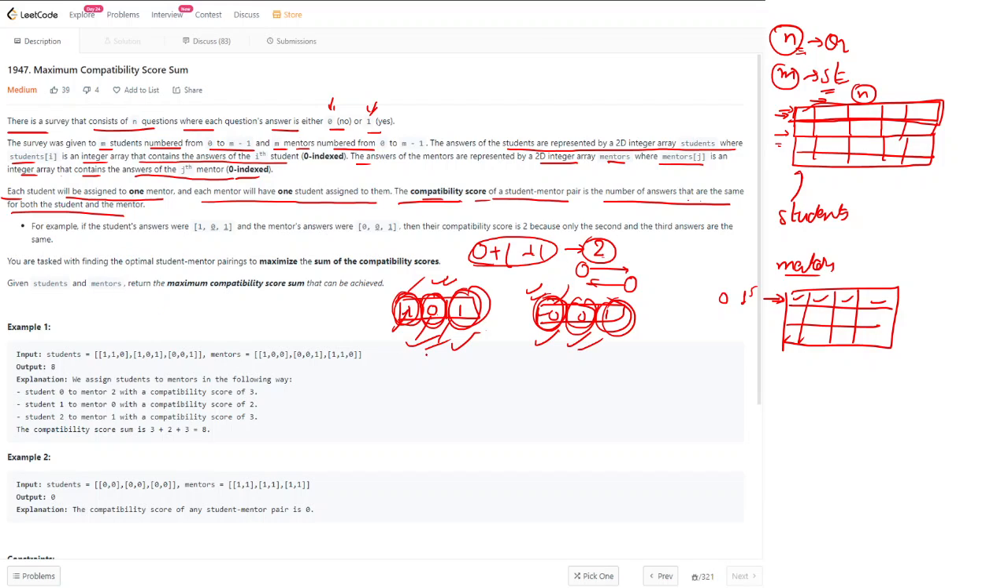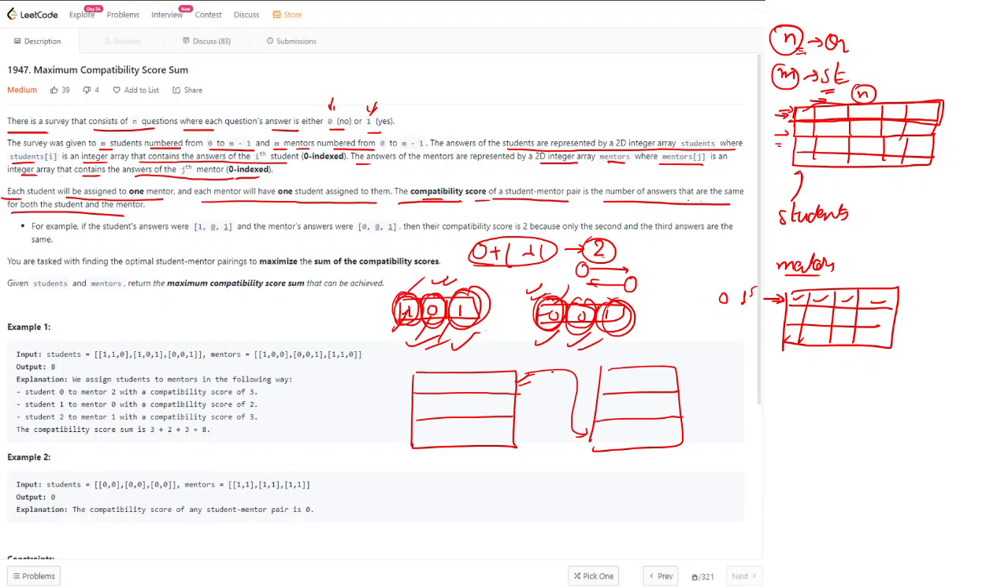So what we have to do is, since we are given m students and m mentors, we have to select for each student which mentor we have to assign, so that finally when we form the student-mentor pairs, the compatibility score of this plus the compatibility score of this plus the compatibility score of this is the total. This is the first student-mentor pair, this is the second, this is the third. So the total compatibility score adding all three should be maximum. That is what we have to find.